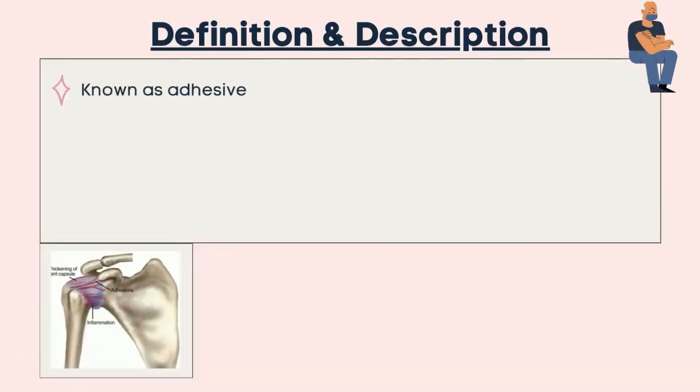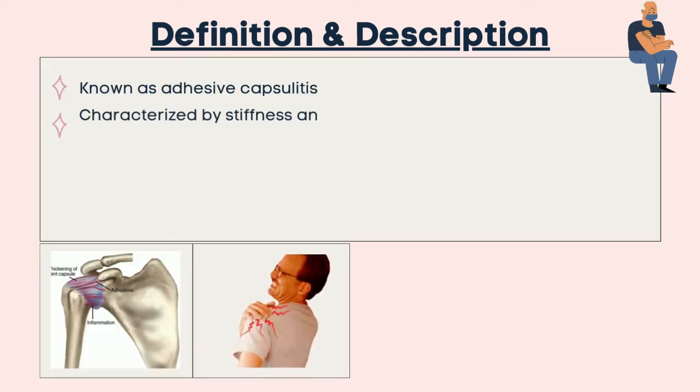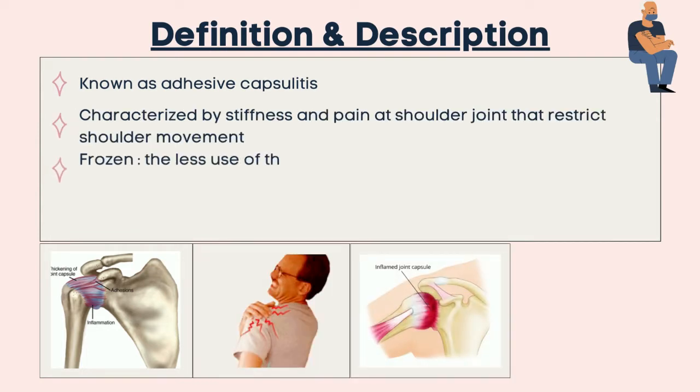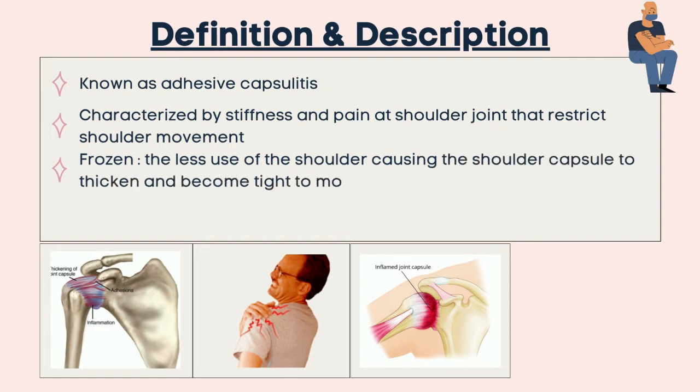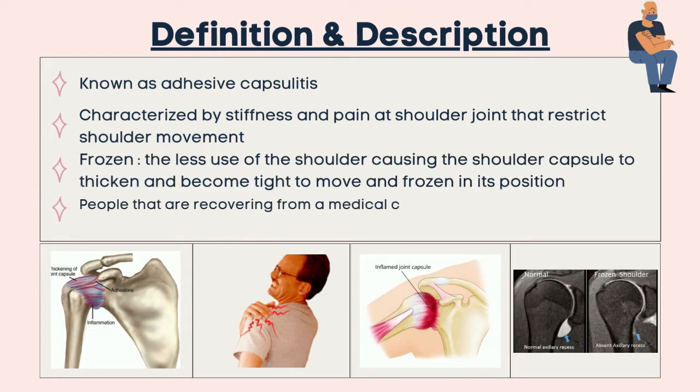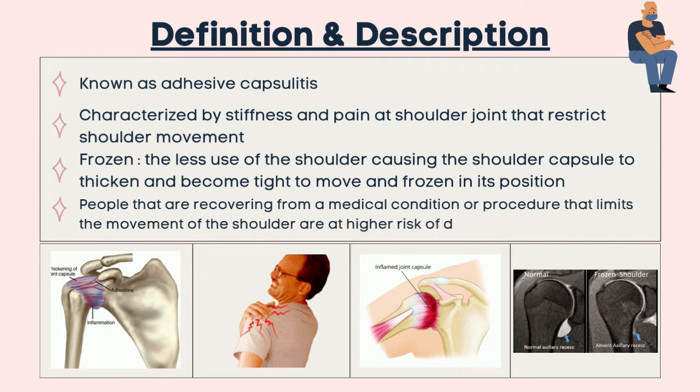Definition and description. Frozen shoulder, also known as adhesive capsulitis, is characterized by stiffness and pain at the shoulder joint that restrict shoulder movement. The term frozen comes from less use of the shoulder, causing the shoulder capsule to thicken and become tight to move and frozen in its position. People that are recovering from a medical condition or procedure that limits the movement of the shoulder are at higher risk of developing frozen shoulder.